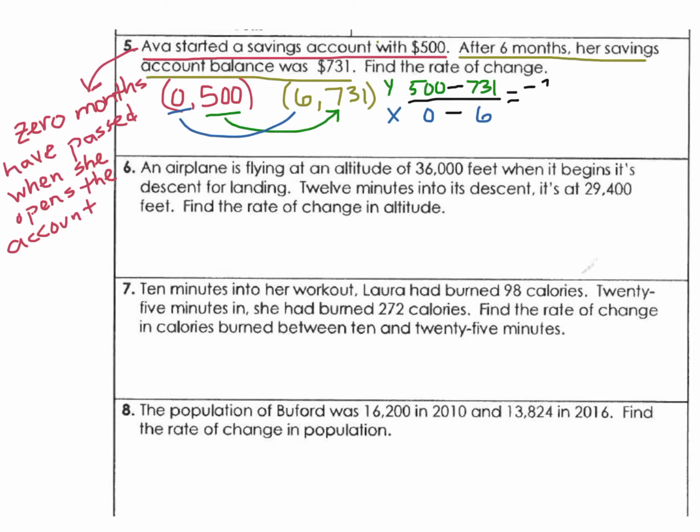And then if I use a calculator to simplify that real quick, it would be 38.50, and that would be over 1. So notice that the dollar amount is still on top and the 1 on bottom represents 1 month. Okay, so her savings account was gaining at a rate of $38.50 per month. That's what that means. I'd like for you to pause the video and try example 6.